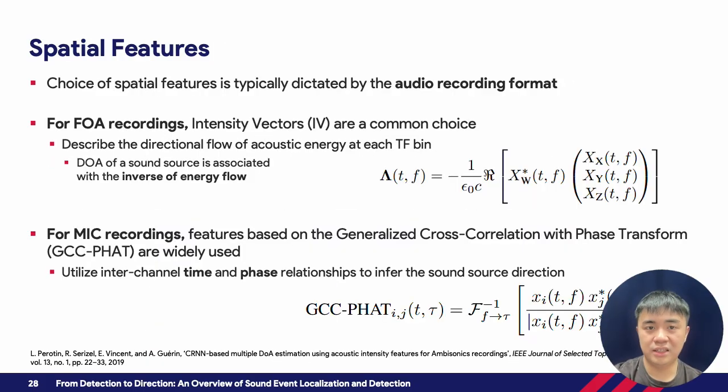So the next step here is spatial features. So how do we get good spatial features? The choice is almost always dictated by the audio recording format. For FOA recordings, the de facto standard are intensity vectors, or IVs. IVs are a physically grounded feature that describes the directional flow of acoustic energy at each time frequency bin. So the direction of arrival is associated with the inverse of the direction of energy flow.